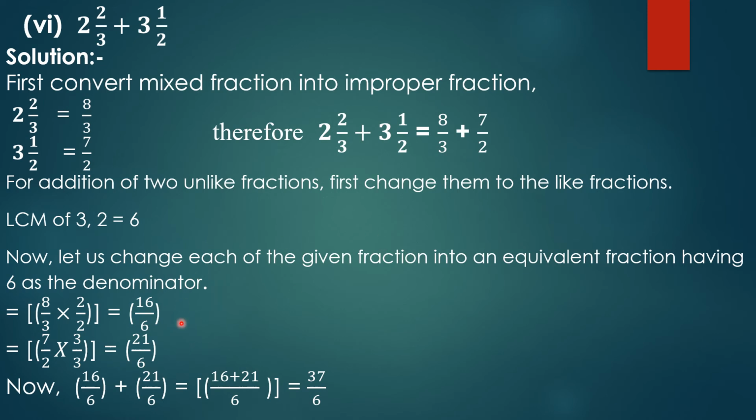Now we have to do the addition of these two equivalent fractions, 16 by 6 plus 21 by 6, which is equal to, here we have the denominator same, therefore it remains as it is, and add the numerators 16 plus 21. What is 16 plus 21? It is 37 divided by 6.